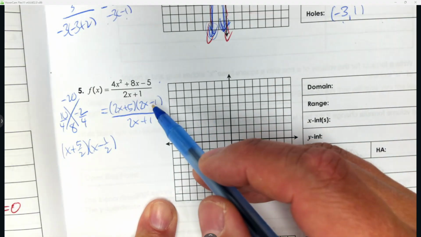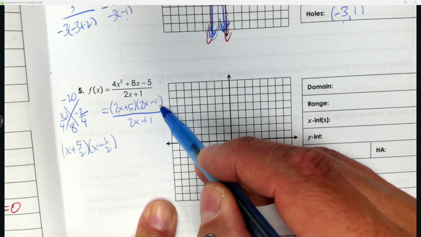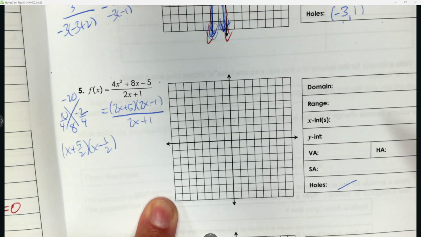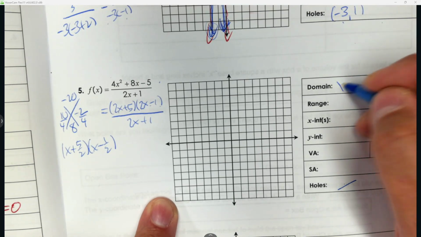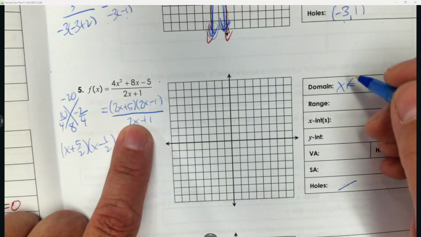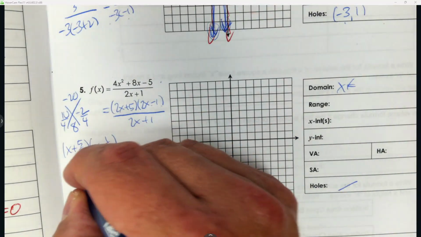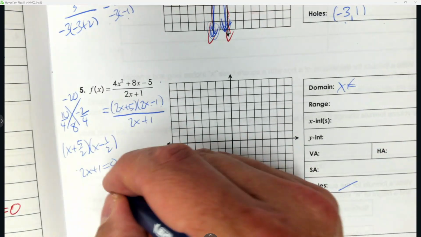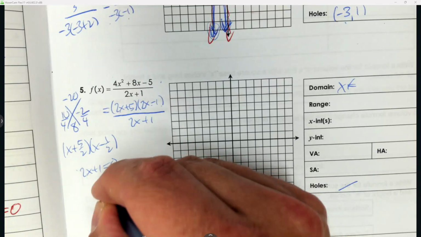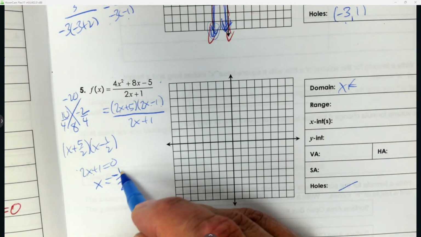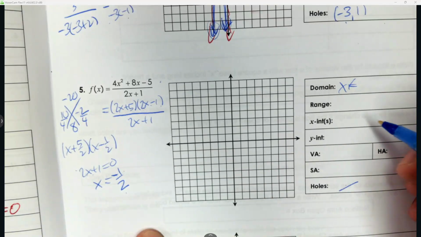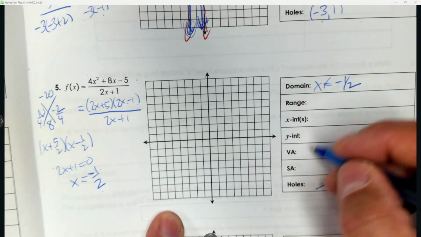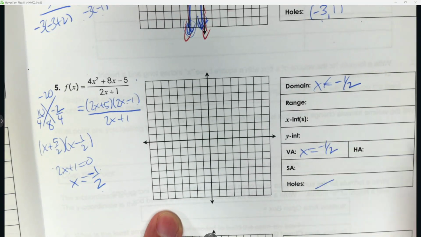Just double checking, and I know this should be 2x subtract 1. These do not cross out. One's subtracting, one's adding. Double checking. All right, the domain comes from the denominator. So if I go back a step with 2x plus 1, if I made it equal to 0, and go back a couple steps, so if I subtract 1 and then divide by 2, I get the fraction, which is negative 1/2. That's what x can't be. That's my vertical asymptote, is negative 1/2.